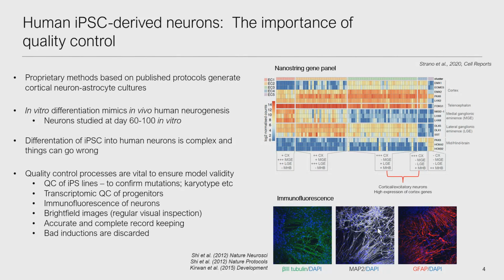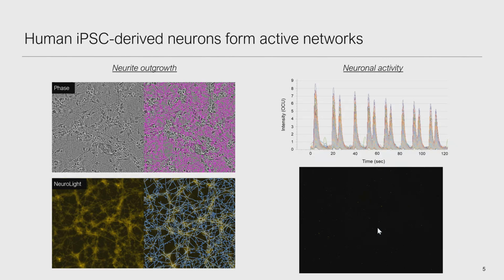And it's really important to just keep an eye on whether the cells are visually appearing as we'd expect. Accurate and complete record keeping is really important. And a really key point is that in addition to running all of these QC processes, we respond to any data that suggests that the inductions are not meeting our criteria, and that they are discarded and not used for following experiments. So all of the data that I'm going to show you obviously is from systems that have passed QC.